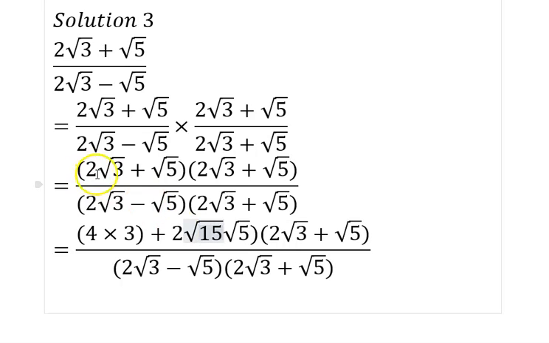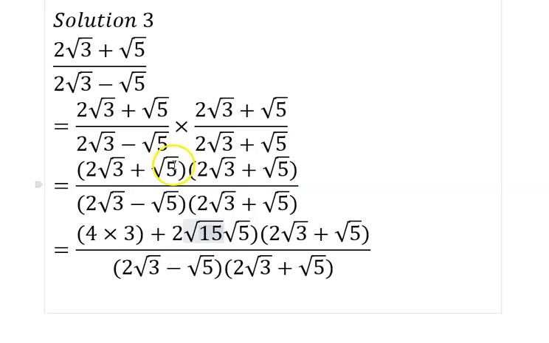Awesome. So we've done 2 root 3 times 2 root 3, which will give us 4 times 3 that we have here. 2 root 3 times root 5 will give us what? 2 root 15. You have to be careful, pick them one at a time so that you will not make a mistake. It is very important.